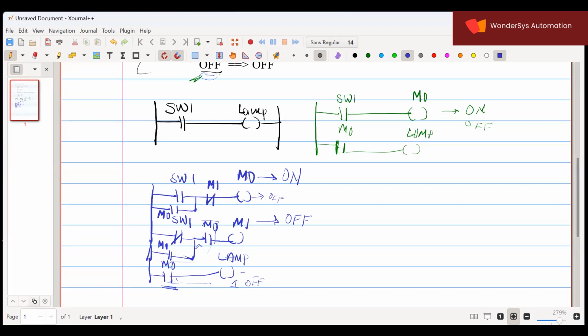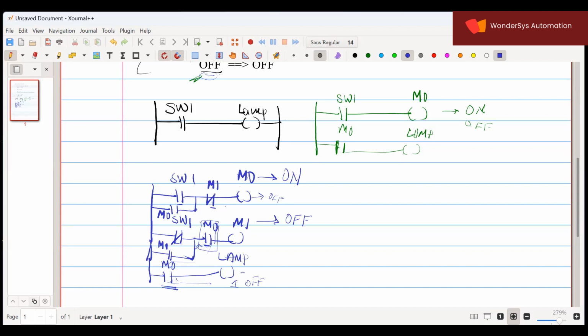Any confusion? You should recognize this, but still, I have explained it. This is used for unlatching purposes. Whenever you have used an NC contact, you have to use a NO contact to unlatch. Whenever you're using a NO contact, you will be using an NC contact to unlatch it. Understood?